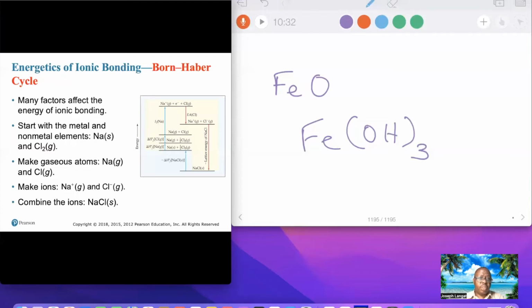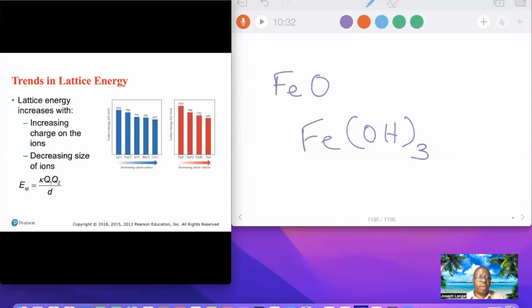Born-Haber cycle, this is used to determine the lattice energy of a compound. I won't go into details of the calculation of the lattice energy, but it works the same way as using Hess's law to calculate the enthalpy for a reaction. The most important thing I want you to take moving forward is the trend on lattice energy.